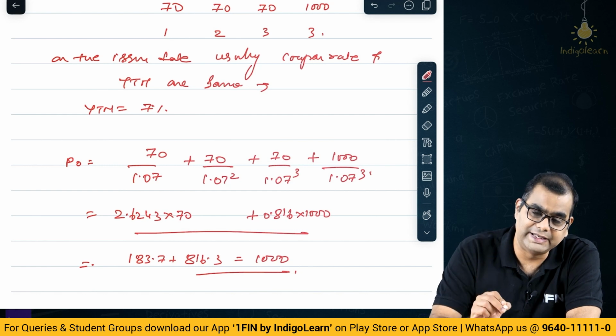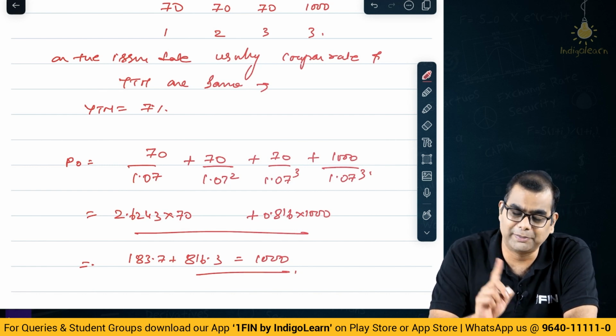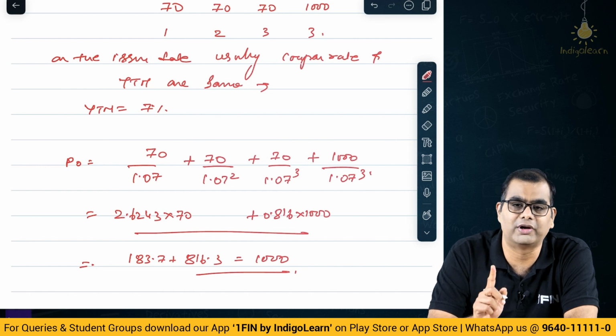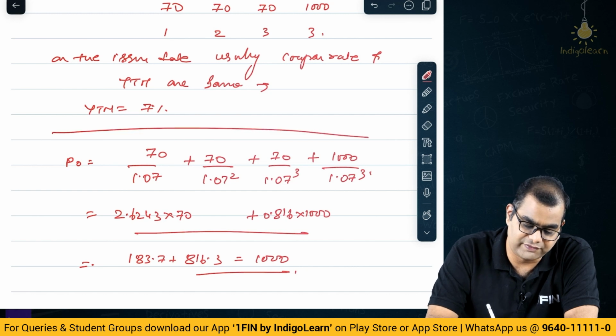So, the yield, the rate at which you discount the bond on the date of the issue, typically more often than not is the coupon rate, because you will price your bond in such a way that the coupon is equal to the yield. So, this is the first part.